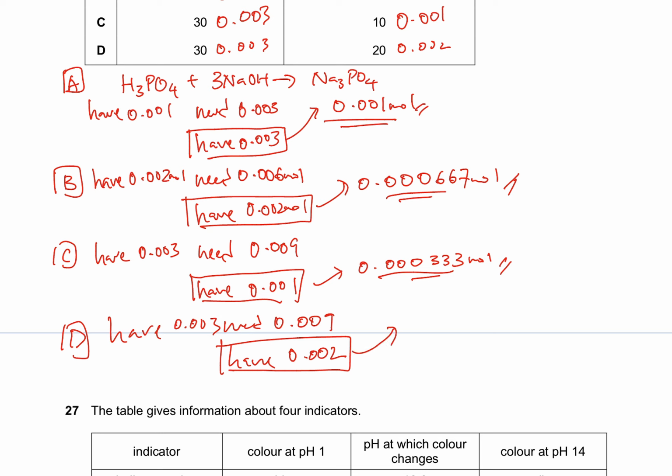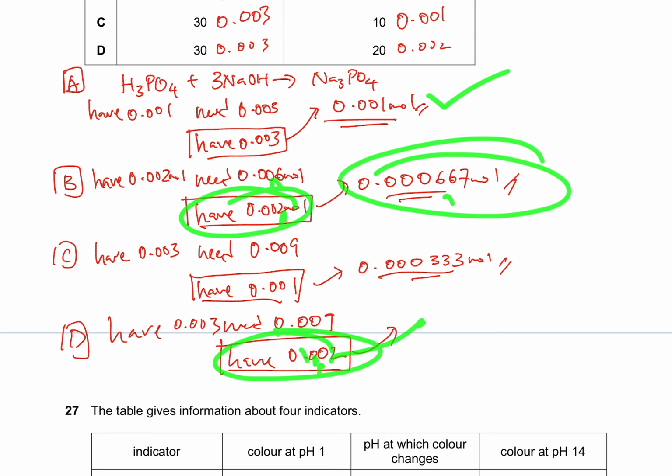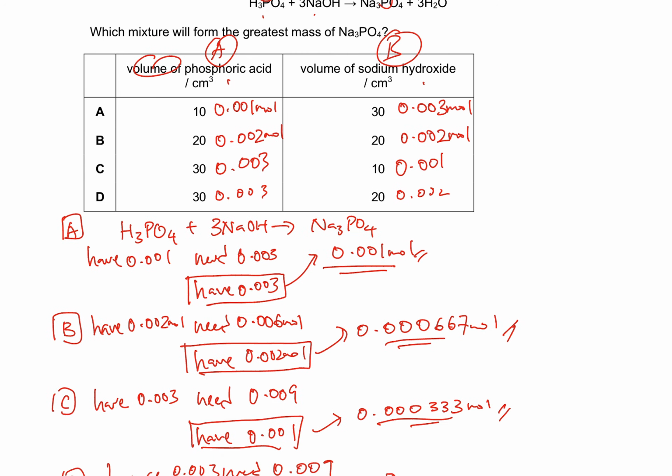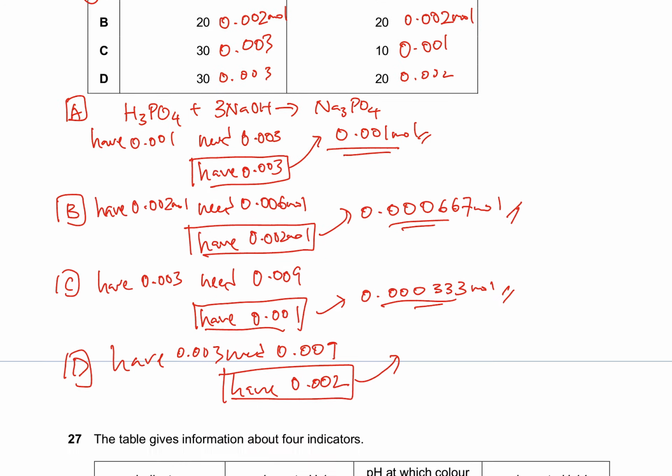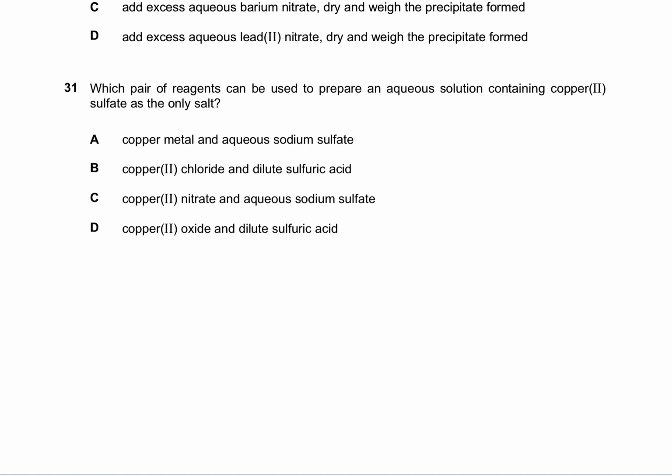So that's again 0.02 divided by 3, which is the same as this answer, right? These two answers are the same, so therefore A is the ultimate winner. Answer is A. Okay, you need to put in the work. This is question 26.